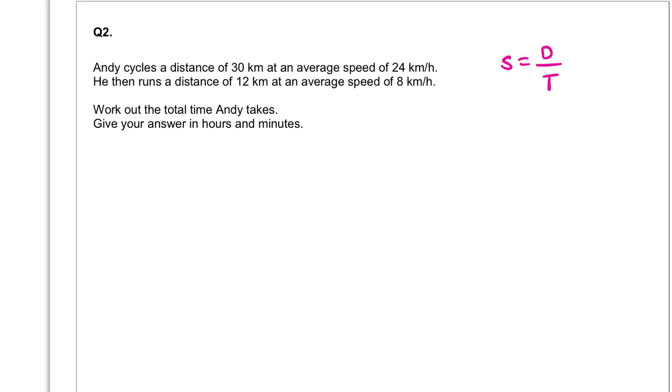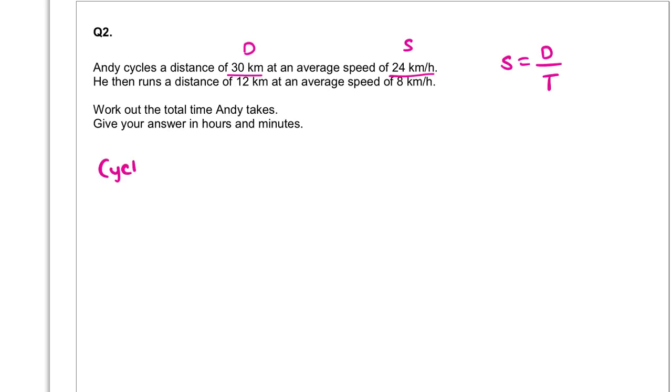And if we want to know the total, we've got to work stuff out. So what do we have so far? Andy cycles a distance of 30 kilometres. Is that a speed, a distance, or a time? It's a distance. It even says he cycles a distance of. Yeah? At an average speed. So what do I have here? A speed, a distance, or a time? A speed. Okay, so I've got a speed and a distance. What is missing? The time. Okay, so I can start by doing that.